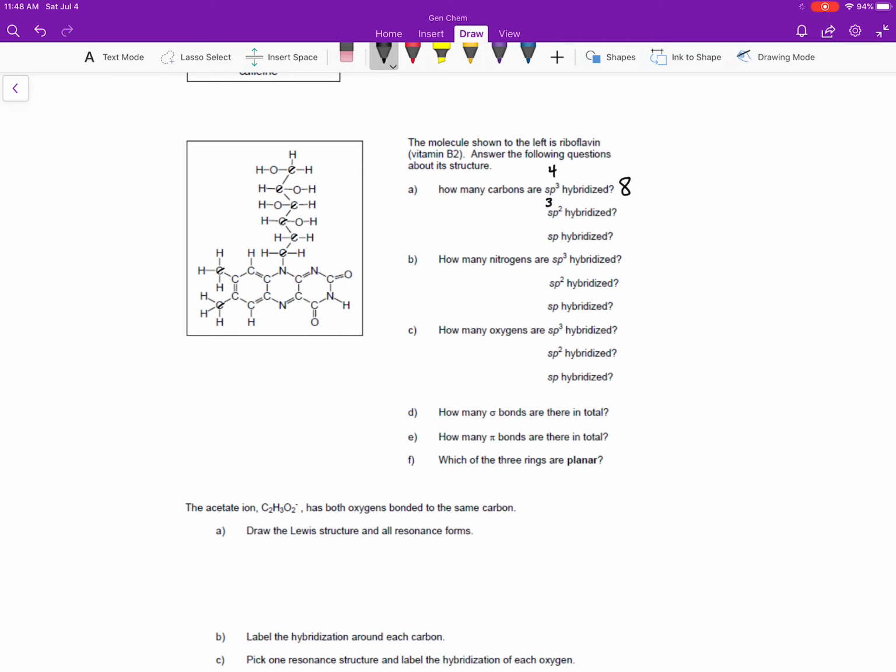If it's going to be sp2 hybridized, it's going to have 3 things on it. So I see 1, 2, 3, 4, 5, 6, 7, 8, 9, 10. Now I've crossed all of my carbons out, which means there aren't going to be any sp hybridized. So I'm going to erase all those so I can see.